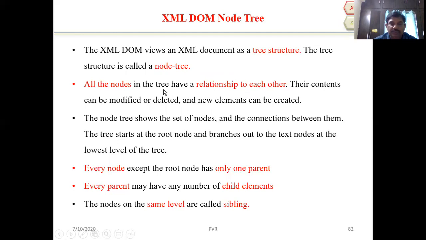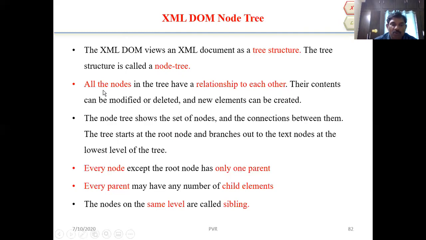All the nodes in the tree have a relationship to each other. For example, a books catalog. Here we have different departments. For example, take the college library, bookstore, CSE department, IT department, EEE department, mechanical department, civil department. These are all linked to the library bookstore.